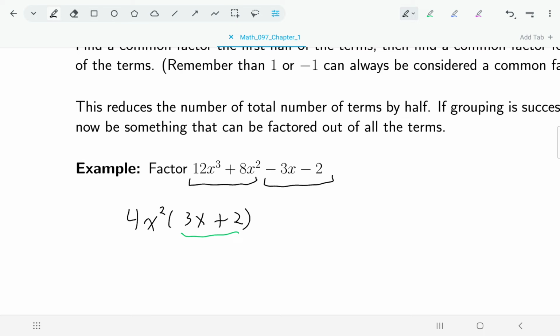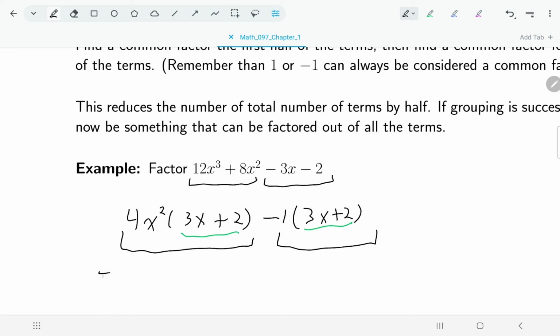Now, in this case, I certainly could get a 3x plus 2 left behind if I were to factor a -1 out of the last two terms. If I did that, I'd have 3x plus 2 left behind. And so now, the reason why this means my factoring by grouping has worked is that instead of having 4 individual terms, we've got 2 big terms, and in each of those 2 big terms, you've got 3x plus 2 as a factor. So that means you could take 3x plus 2 out, leaving behind the 4x squared from the first term and the -1 from the second term.